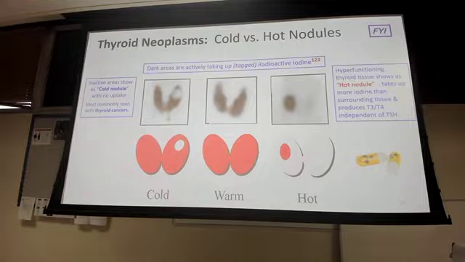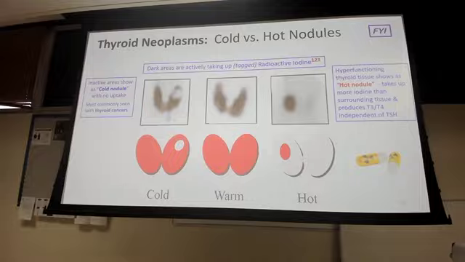Cool. The warm nodule, don't really worry about that. Essentially what the warm nodule is, these are typically benign nodules that you'll feel on a patient. So you'll feel a nodule on a patient, you may do this scan, and if it's warm, most of the time they're benign. The thing here is that it's still making thyroid hormone, but not to a level that's causing a suppression of that TSH. So it's not making a ton of it.